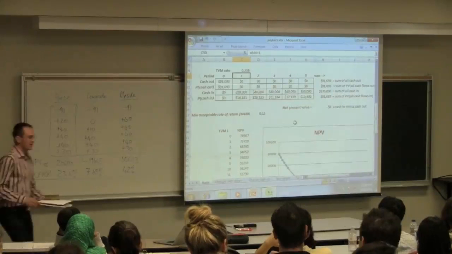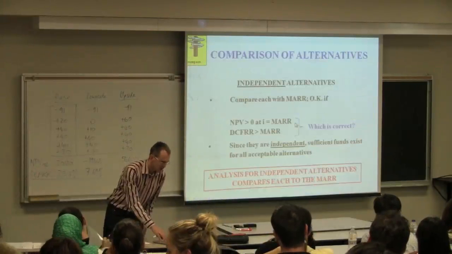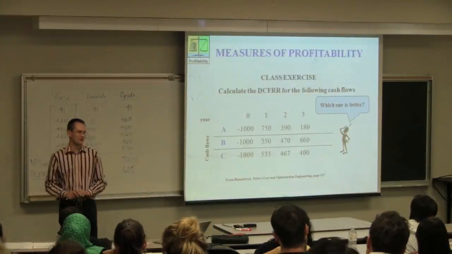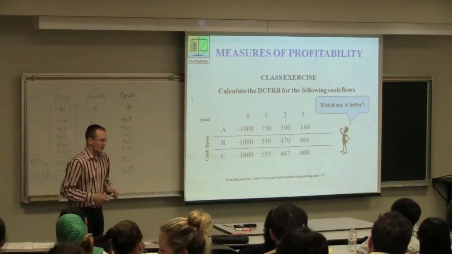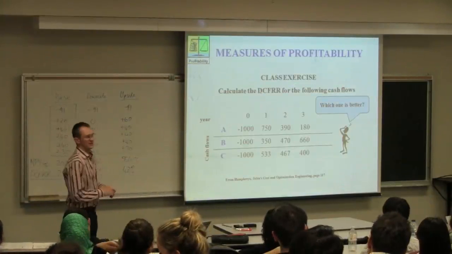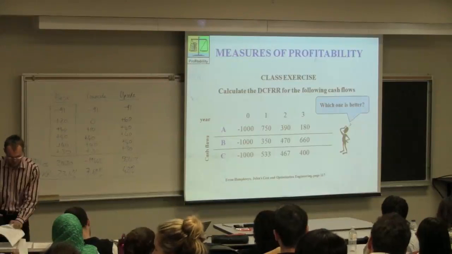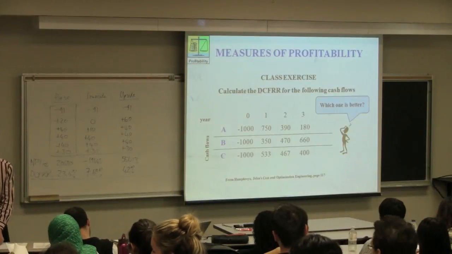So now let's take a look at another example that's in the notes. This one, some students were asking about. It's related a little bit to the assignment question of the three different investments. There's some similarity here. Here's three projects, A, B, and C. This is back in the notes now on page 49.